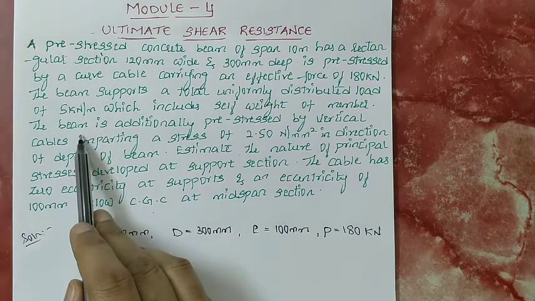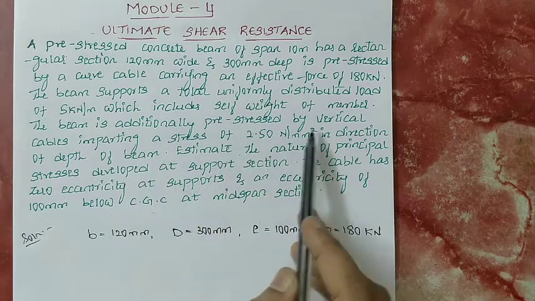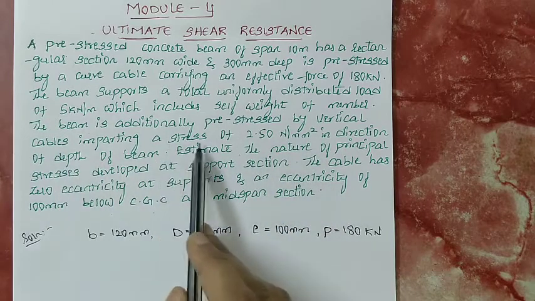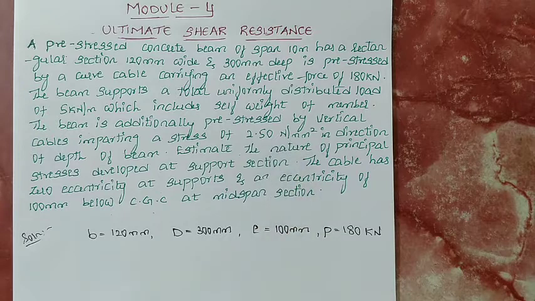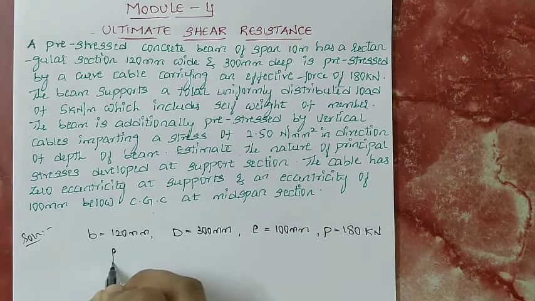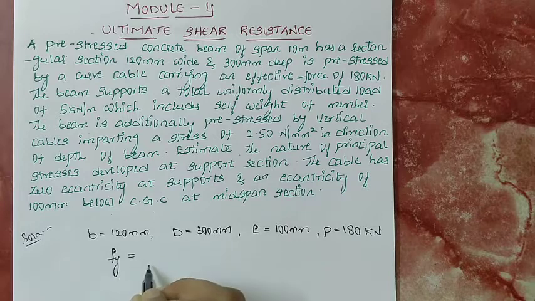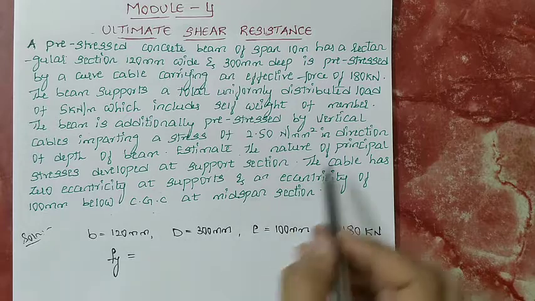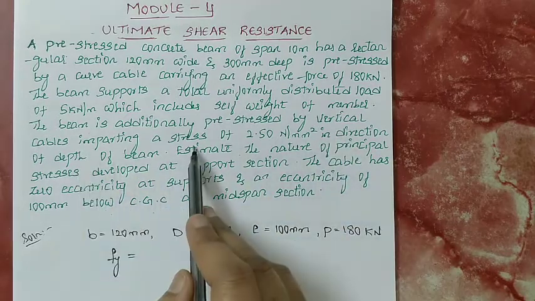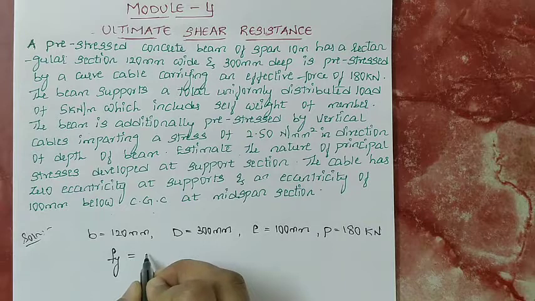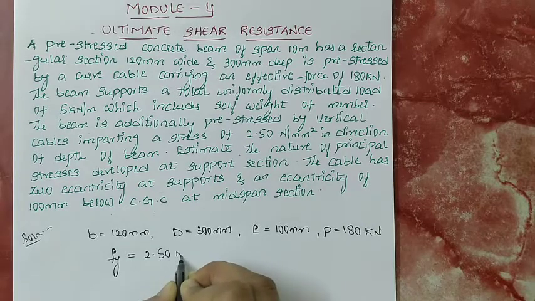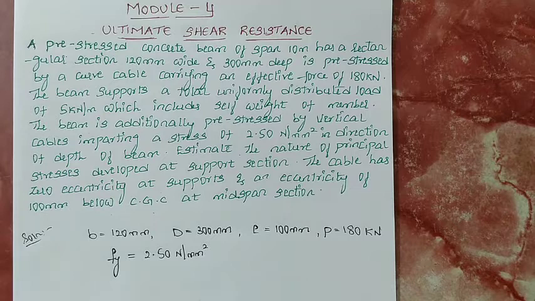Okay, and in addition to that they have given the beam is additionally pre-stressed by vertical cable imparting a stress of 2.50 Newton per mm square. Okay, that is F of Y, the stress in the vertical stress. Okay, that is pre-stressing stress value they have given due to what? Vertical cable going to exert a stress. Magnitude it is 2.50 Newton per mm square. Okay, your aim is to calculate what? Nature of principal stresses which is going to develop at the support section.